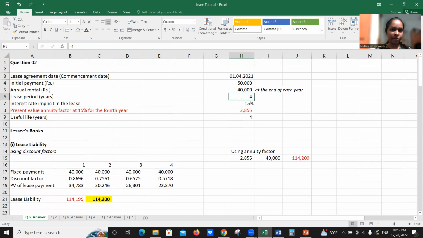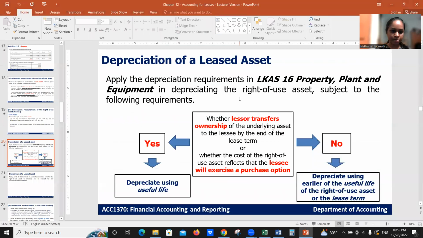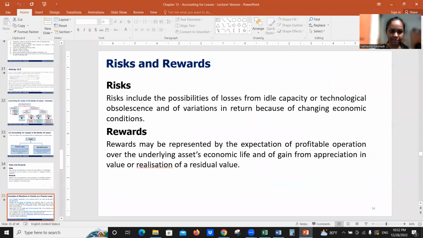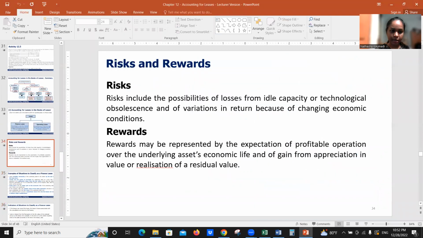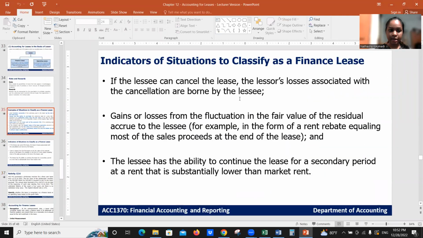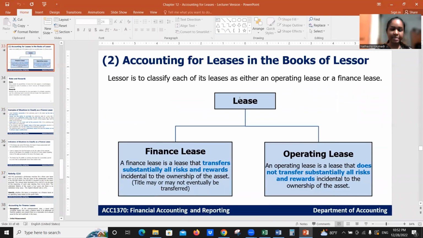If you can remember, I'm telling you one additional thing. When it comes to the lessor, they are classifying leases as finance lease and operating lease. I'll discuss this later. Finance lease and operating lease.